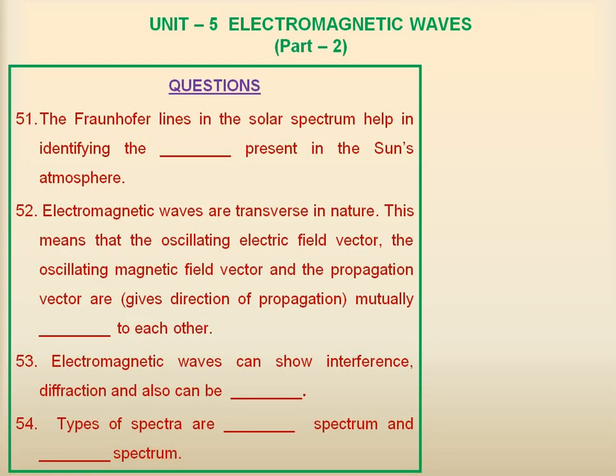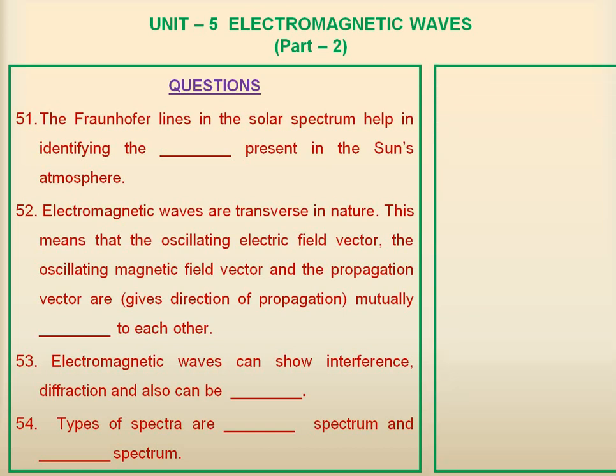Dear students, now we are going to see the answers for the following questions. Question number 51. The Fraunhofer lines in the solar spectrum help in identifying the elements present in the sun's atmosphere. Question number 52. Electromagnetic waves are transverse in nature. This means that the oscillating electric field vector, the oscillating magnetic field vector and the propagation vector are mutually perpendicular to each other. Question number 53.